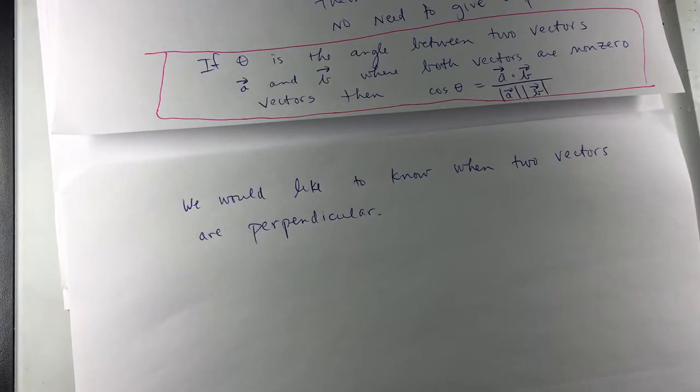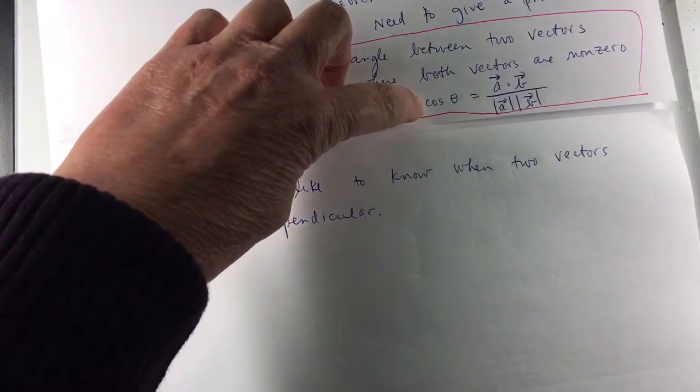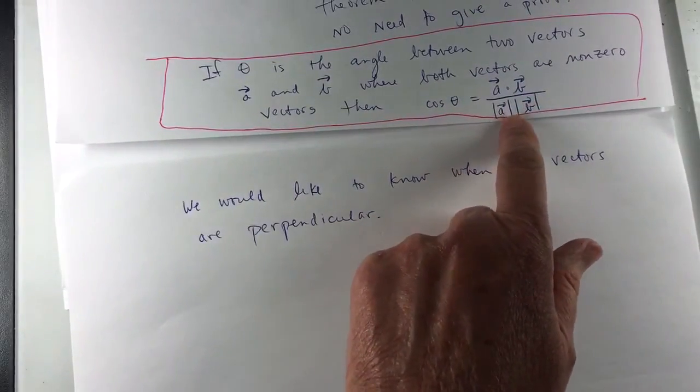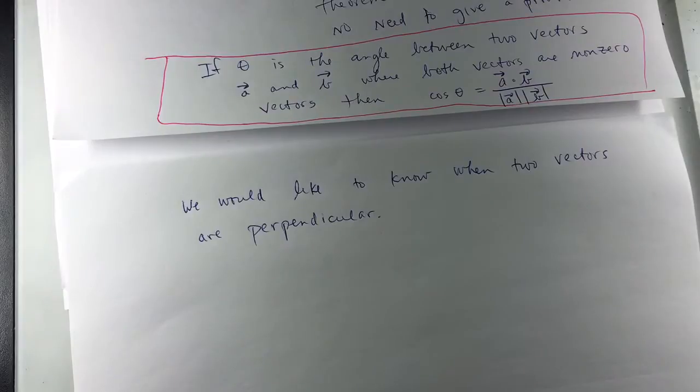So I'm looking at this corollary. The cosine of theta equals a dot b over the magnitude of a times the magnitude of b. And I've said, in the corollary, a and b are not the 0 vectors. So I know the magnitude of a is not 0, and the magnitude of b is not 0. But if the angle is 90 degrees, what's the cosine of theta? 0. And I'd have 0 equals a dot b over the magnitude of a times the magnitude of b. That would mean that the dot product would be 0.